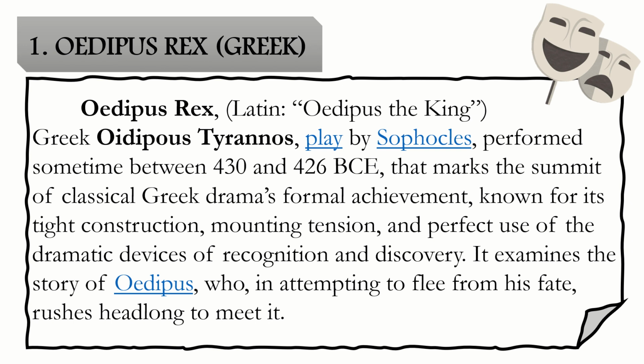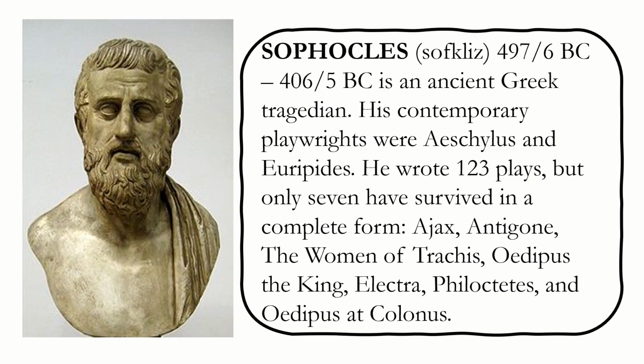It examines the story of Oedipus, who, in attempting to flee from his fate, rushes headlong to meet it. Sophocles is an ancient Greek tragedian. His contemporary playwrights were Aeschylus and Euripides. He wrote 123 plays, but only 7 have survived in complete form: Ajax, Antigone, The Women of Trachis, Oedipus the King, Electra, Philoctetes, and Oedipus at Colonus.